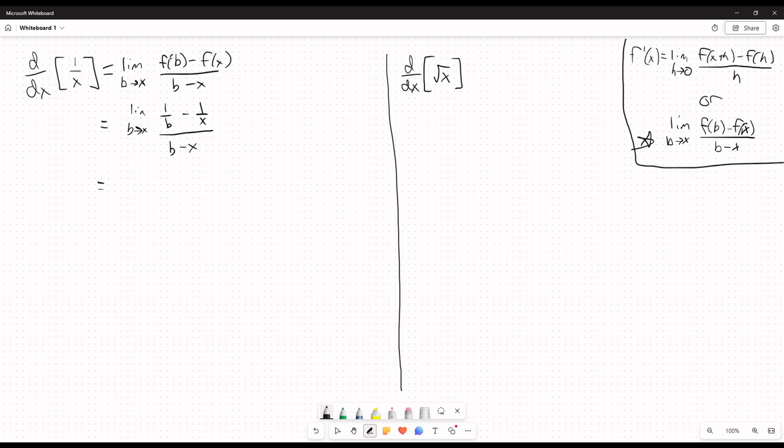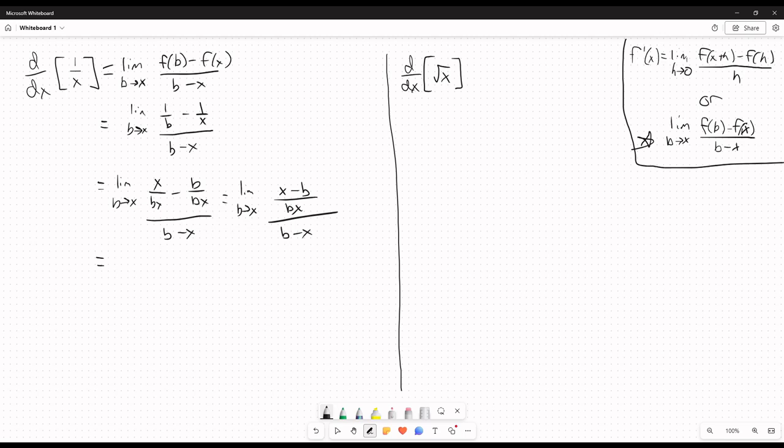Let's go ahead and find a common denominator here. This is going to be the limit as b goes to x. I'm going to multiply this one by x over b, and this one by x over x, this one by b over b. That will get me x over bx minus b over bx, all of that over b minus x. I'm going to do 2 steps here. In fact, we'll write out one of them here. We can go ahead and put those fractions all together. So we have x minus b over bx, all of that over b minus x.